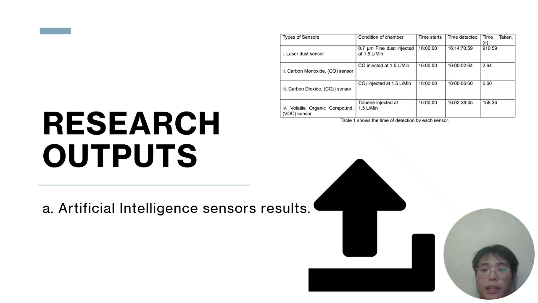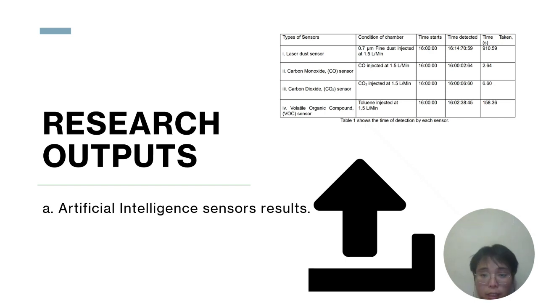So for the laser dust sensor, 0.7 micrometer fine dust is injected at 1.5 liters per minute inside the chamber, where all the experiments start simultaneously. The start time is around 4 p.m. and the detected time is around 4:14 p.m., which takes around 910 seconds.